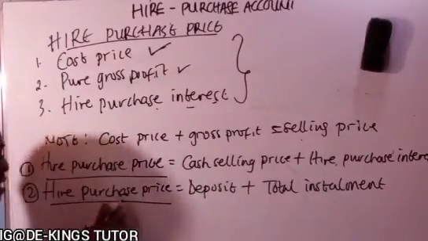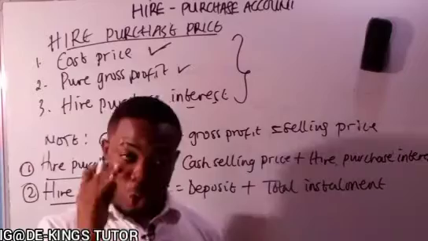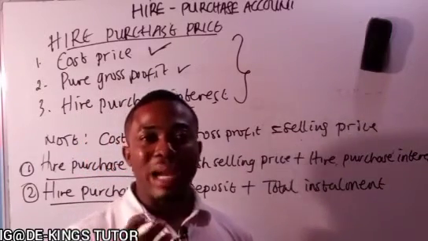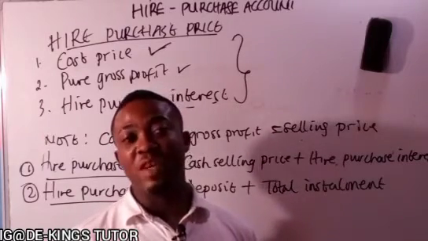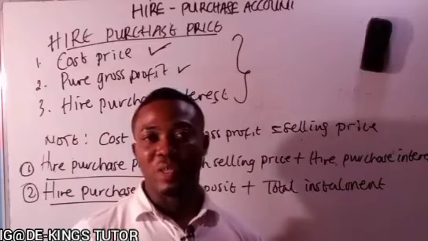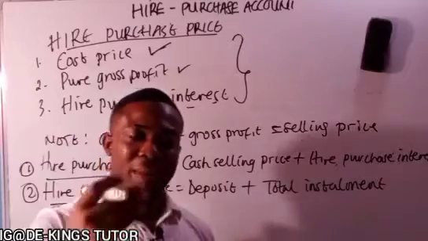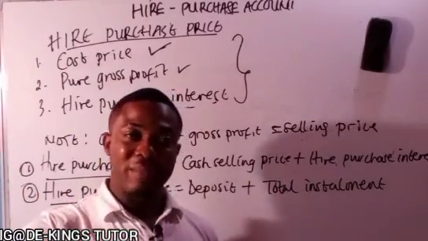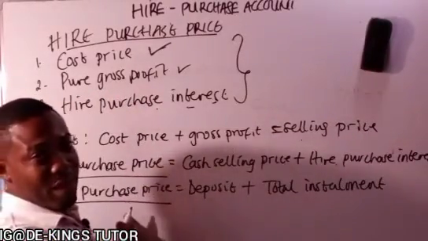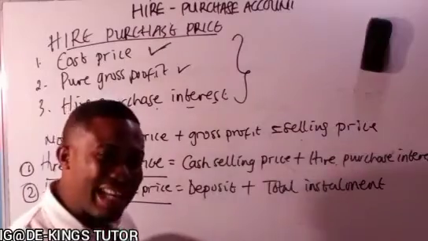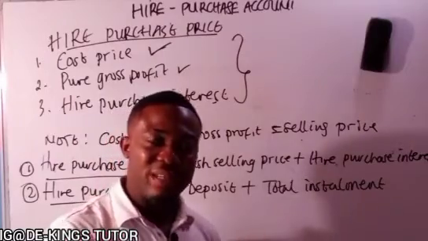The second one is the hire purchase price equals deposit, because an initial deposit must always be made. So when they know the cash selling price, they'll be required to know if you are paying the full amount immediately. If not, then they enter into a hire purchase contract, but an initial amount will be paid. That's the deposit. Then other subsequent amounts are called installment payments. The total of it, once added to the deposit, gives the hire purchase price. And this total installment is where the interest is embedded inside.